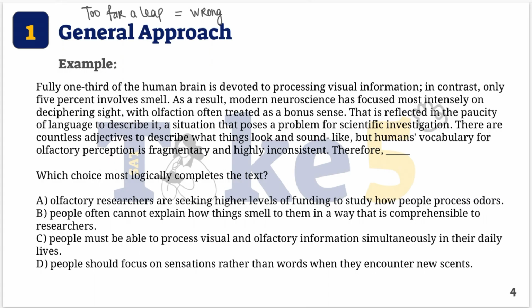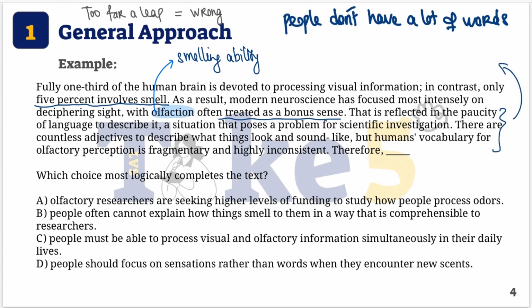Even if you don't know what olfaction is, you can figure out that it refers to the smelling ability. The first sentence states that only 5% of the brain involves smell, which corresponds to the idea that olfaction is treated as a bonus sense. Basically, the human brain largely focuses on processing visual information and neglects scent or olfactory information. As a result, people don't have a lot of words to talk about smells, and this creates a problem for studying smells scientifically.